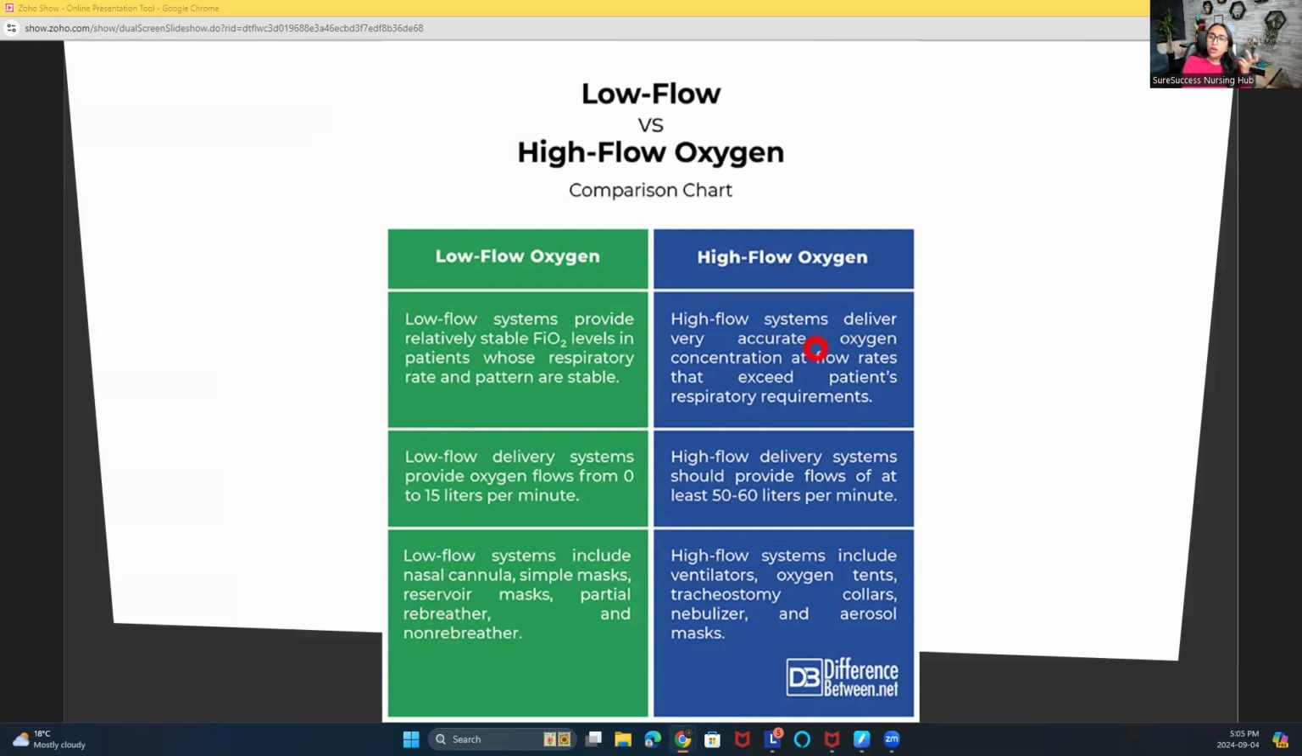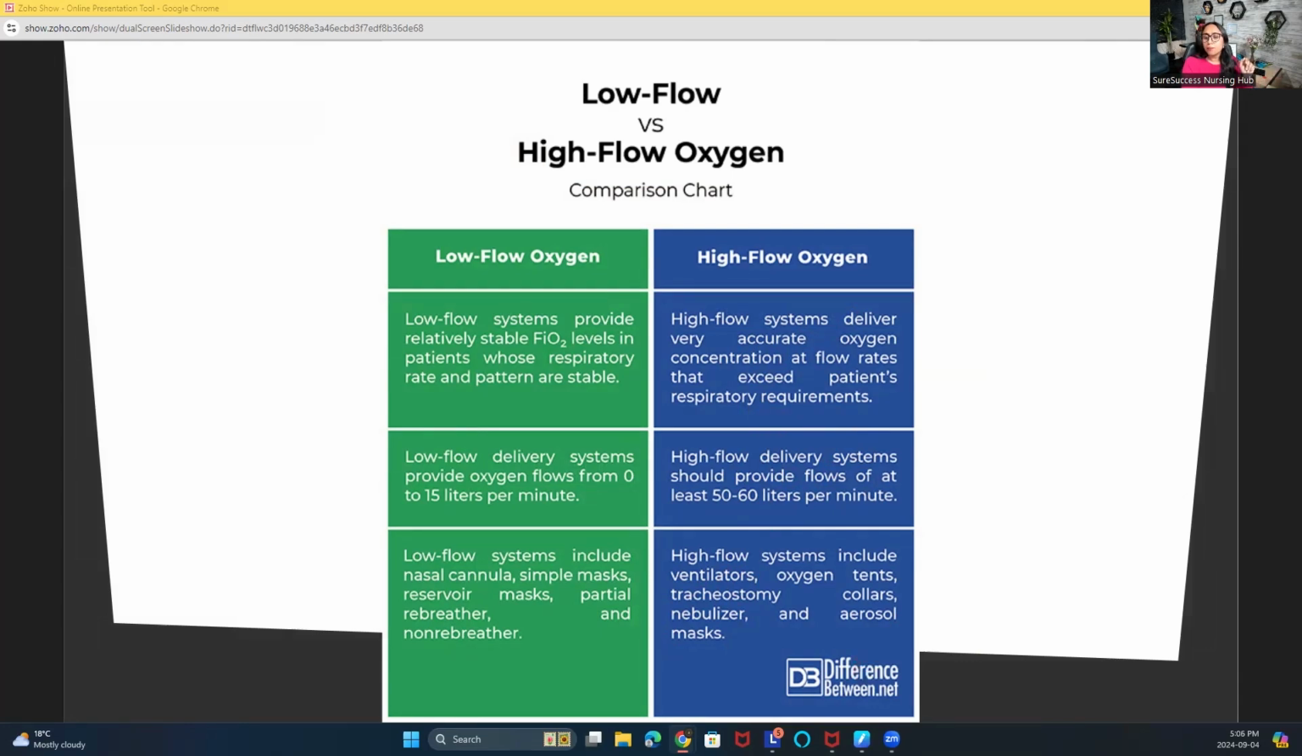Versus high flow, it gives you an accurate amount of oxygen. So for example, if I need FiO2 of 60, 70, I need to very well control how much oxygen I send to the patient's body. Then I use the high flow oxygen. And usually the delivery flow is at least 50 to 60 liters per minute. Maybe you are using ventilator, tracheostomy, nebulizer, aerosol mask. These are high flow because we are using the machine.